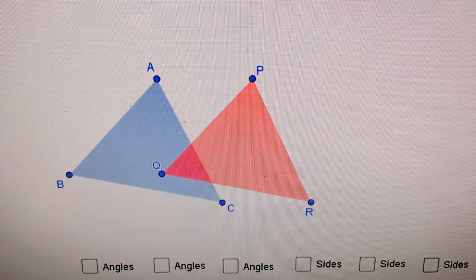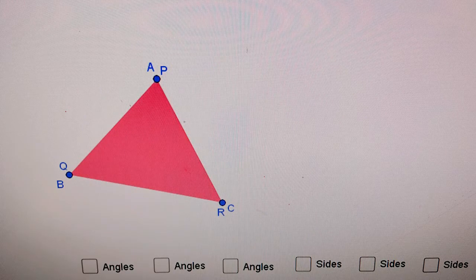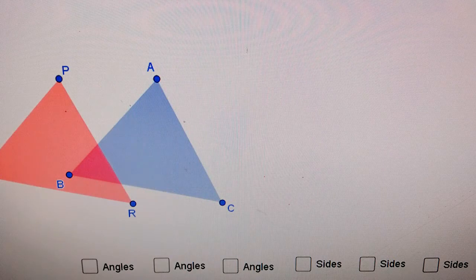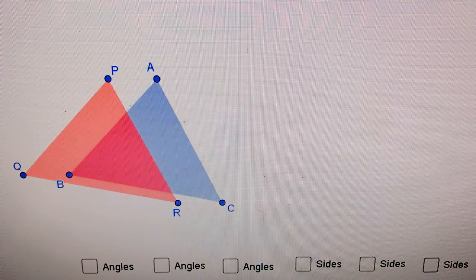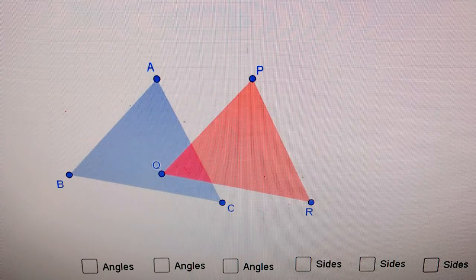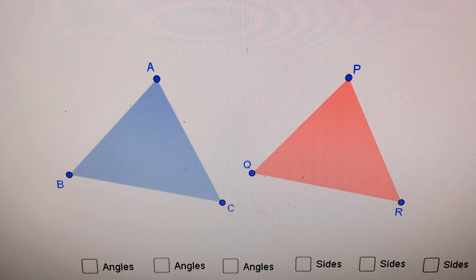Triangle ABC and triangle PQR, both triangles coincide with each other. That means all their corresponding elements are congruent and they have equal measures. Such triangles are said to be congruent triangles, and when two triangles are congruent, then their 6 elements are congruent. Now watch which elements are congruent here.